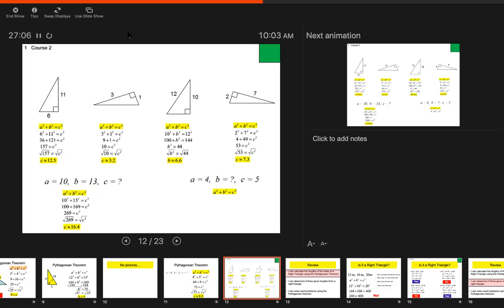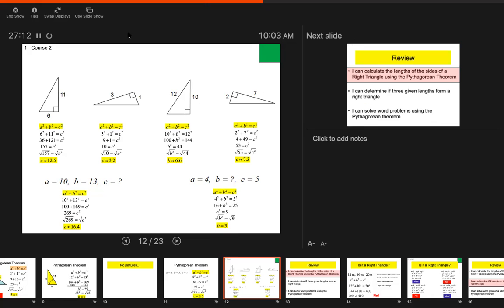Does anybody notice it's one of those Pythagorean triples? 3, 4, 5. Look at that. If you had noticed that, you wouldn't have to do any work. But yes, 3 is the right answer. Wait, how'd you? It's a 3, 4, 5 triangle. A is 4, B is unknown, C is 5. A squared plus B squared equals C squared. A is 4 squared, that's 16. C is 5 squared, that's 25. Subtract 16 from both sides, you get 9. The square root of 9 is 3.